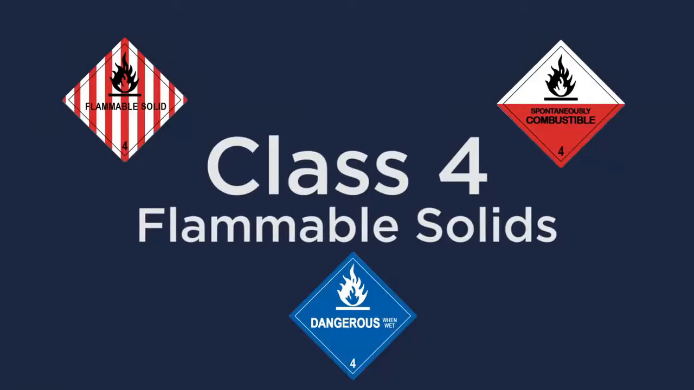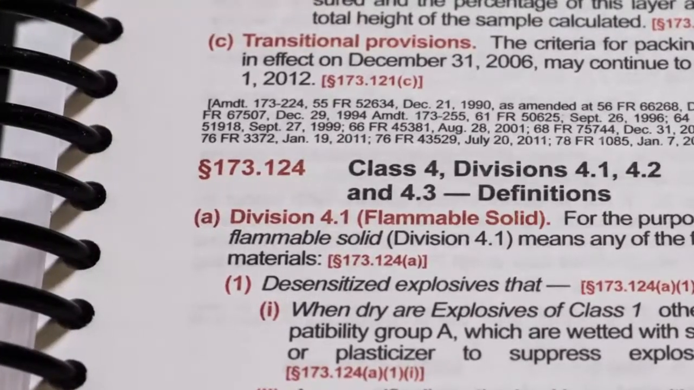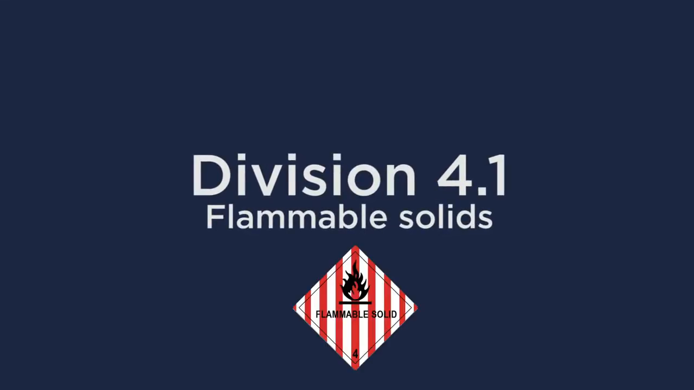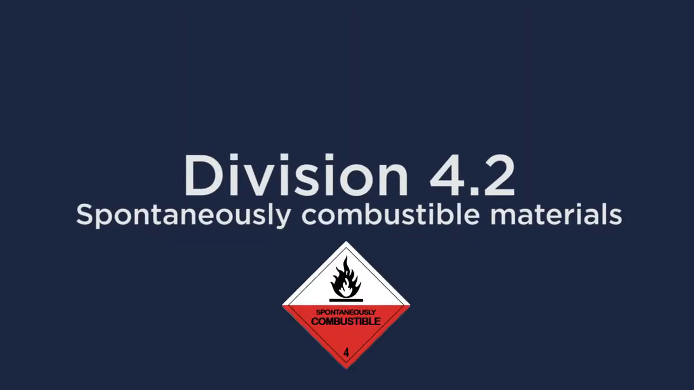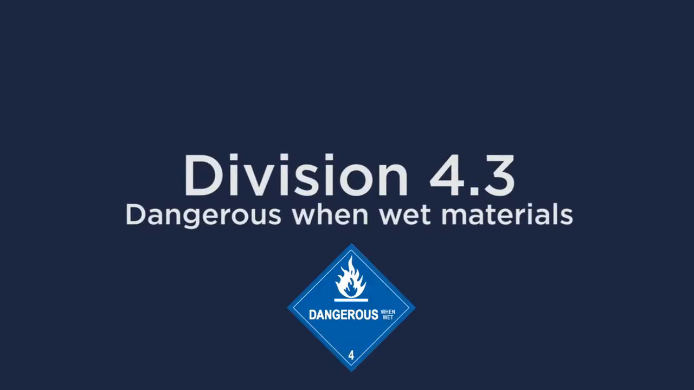The classification criteria for Class 4 materials will be found in 173.124 of the Hazardous Materials Regulations. Class 4 is divided into 3 divisions. Division 4.1 is assigned to flammable solids. Division 4.2 is assigned to spontaneously combustible materials, and Division 4.3 is assigned to dangerous when wet materials. Now again, it's going to be important as an instructor to relate to the classroom those materials that could meet the definition of each of these divisions.